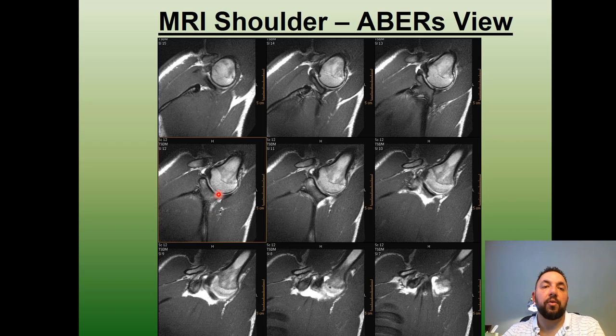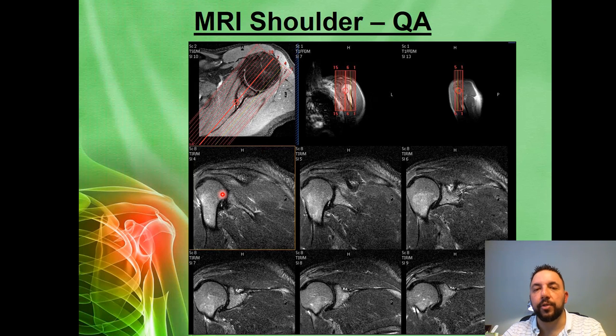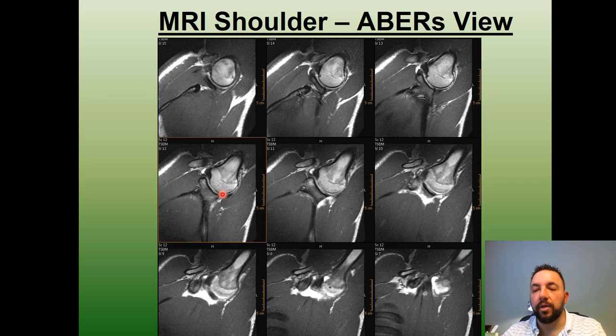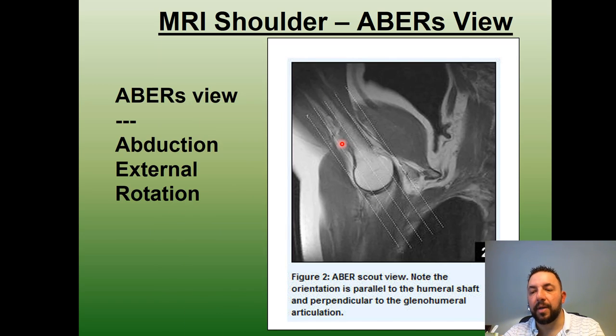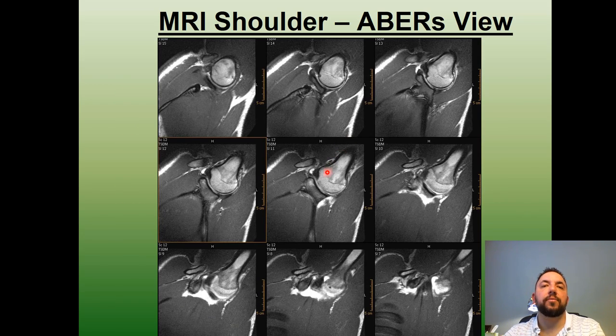To be honest with you, in our facility, we do a ton of MR arthrograms. We actually do not perform this ABER view, not but once a year, if that, and only on certain indications. So ABER view with an MR shoulder arthrogram, occasionally a physician or radiologist can ask for that additional view. Just keep in mind, you want to plan your slices parallel to the shaft.